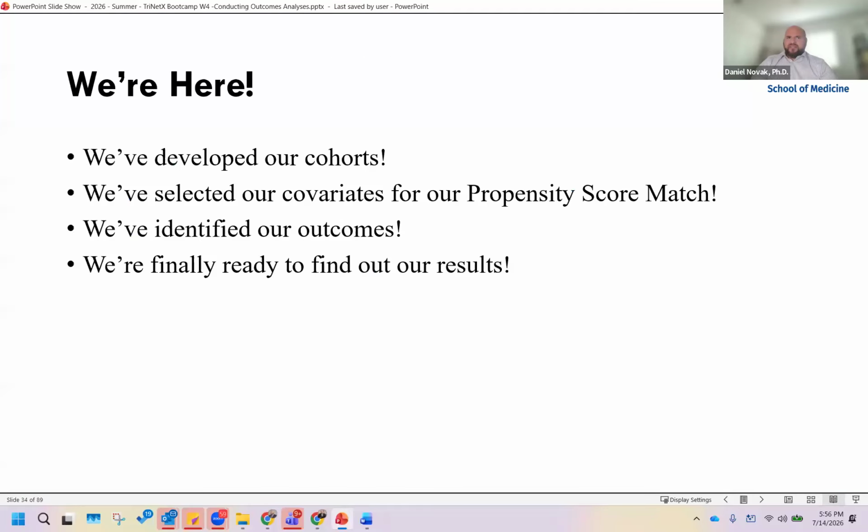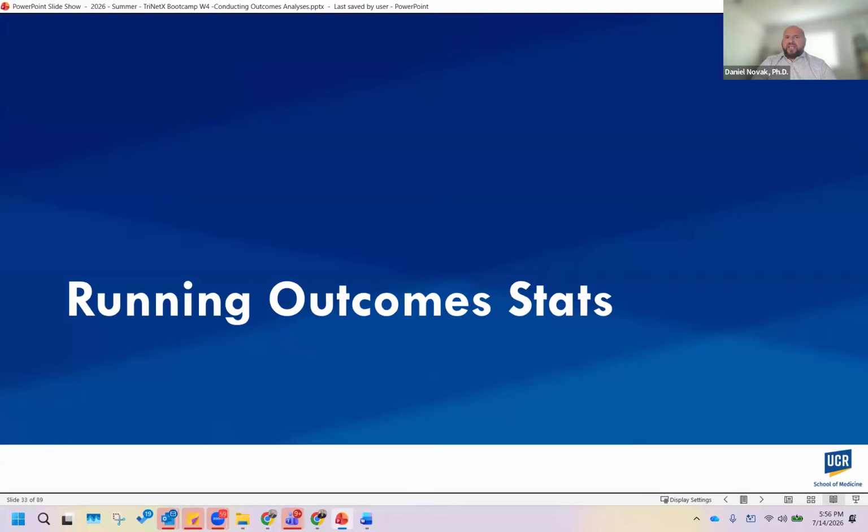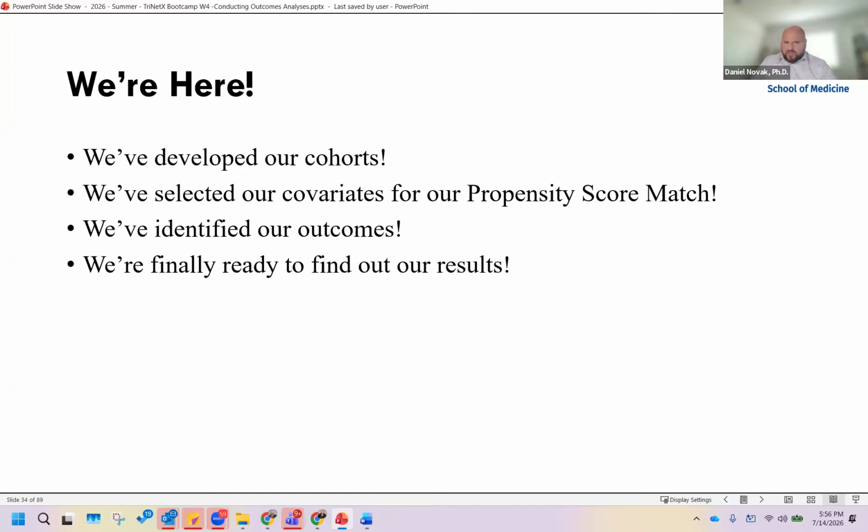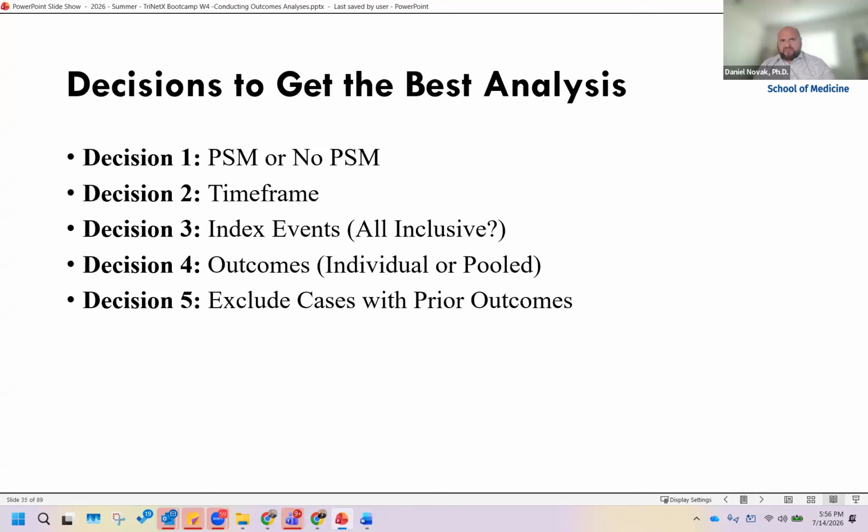Okay, we're here. We're at the time for running outcome stats. We've developed our cohorts. We've selected our covariates for our propensity score match. We've identified our outcomes. We are finally ready to find out our results. We've done all the hard work and we have arrived. So I want to give you 5 decision points that you're going to have to make to get the best analysis as you're going. And then we're going to review the stats available to you when you run this analysis. So let's talk about these 5 decisions.